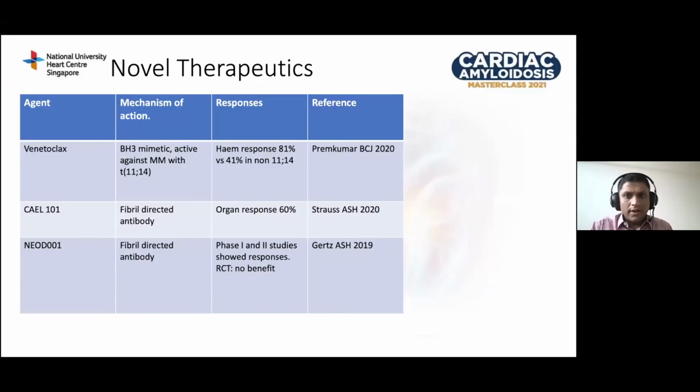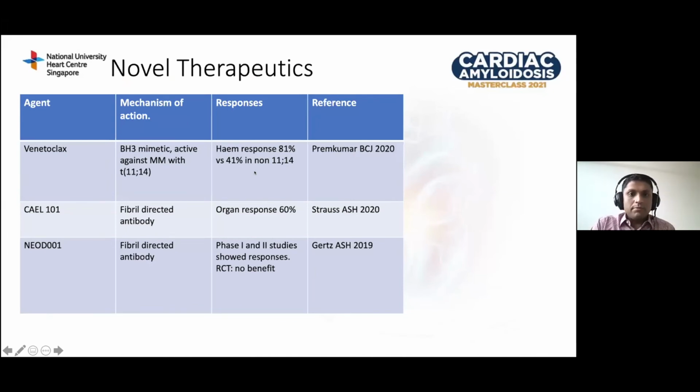So there are some up and coming therapeutics which might help with this. Venetoclax, it's not a fibril directed therapy, but it is highly effective against myeloma cells with t(11;14). And as I mentioned earlier, this is a prominent feature in light chain amyloidosis. So this is a space to watch.